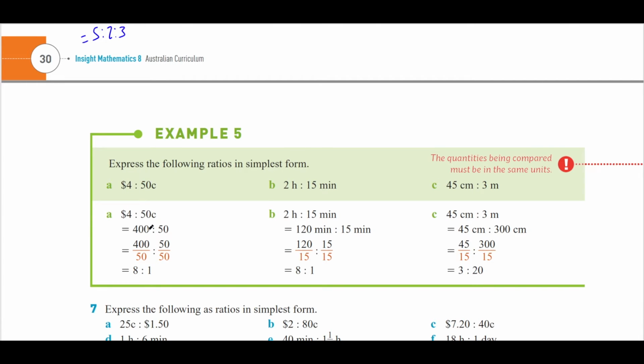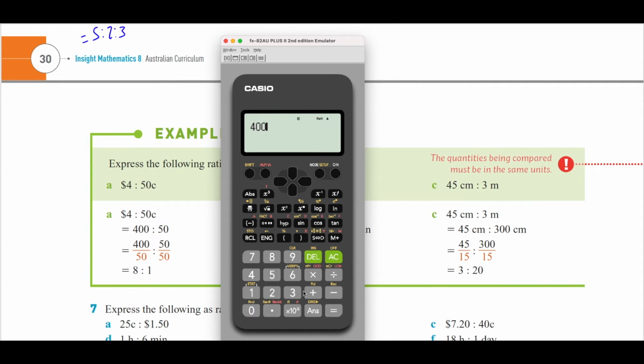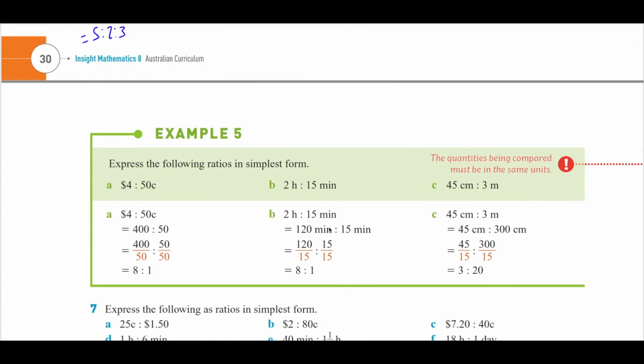So $4 is equal to 400 cents. So you see how they wrote the 400. And remember, when you write the ratios, you don't need to write the units after conversion. So this will be 400 to 50. And then simplify this. Now you can just divide both numbers by 50, so you get 8 to 1. But if you're not sure, you can just use a calculator. What is 400 divided by 50? You get 8, right? So 8 basically means 8 to 1, all right? So if you don't have a fraction, that means it's just 8 to 1, okay? So you don't always end up as a fraction.